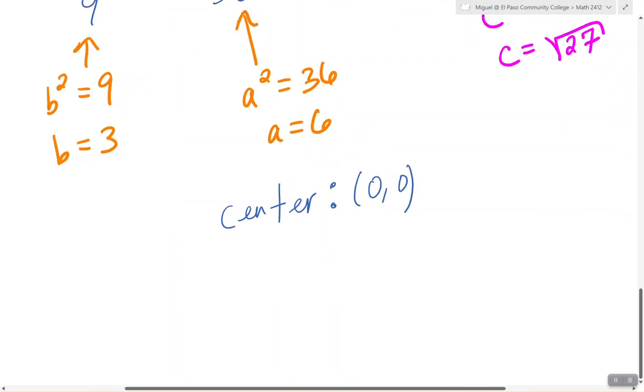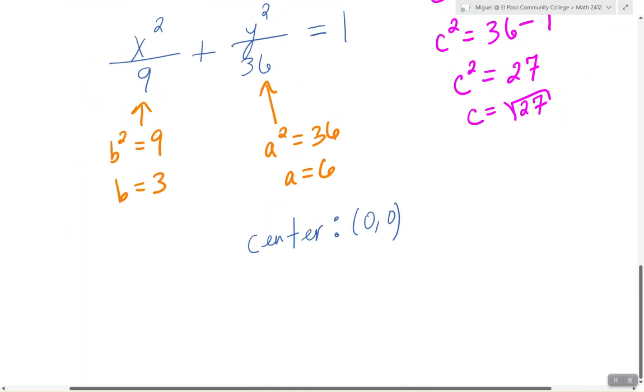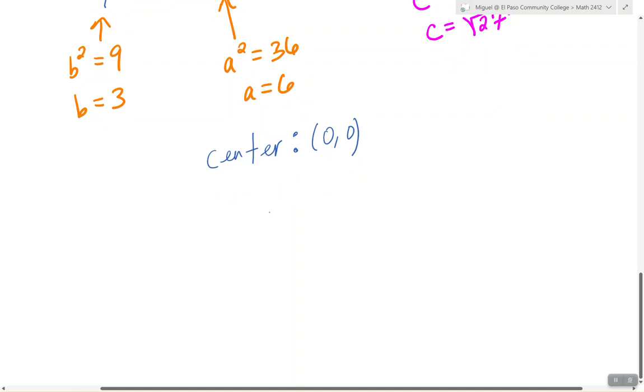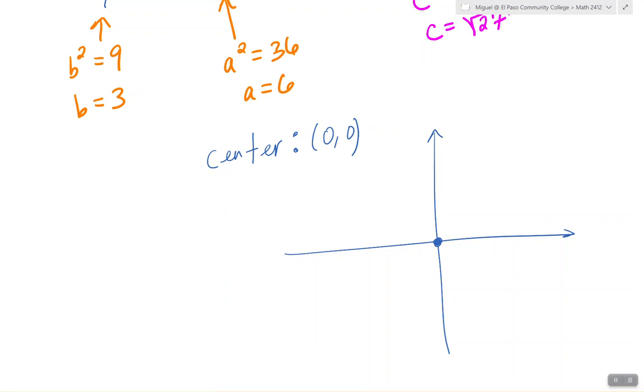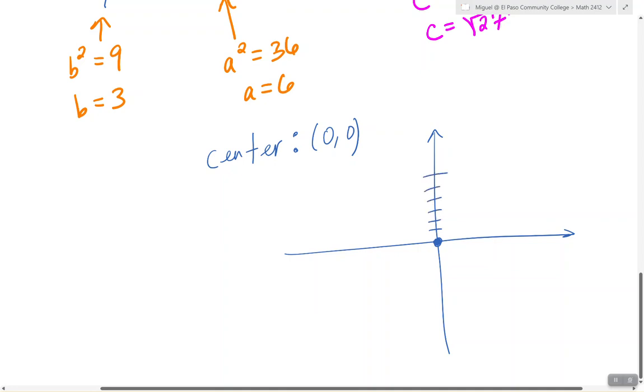Okay. And that's enough, I think, to sketch it, right? Because we have the center and we know already the major axis. So if I sketch it, which is what they asked us to do, I know the center is here. Then I know that the major axis is vertical, and I know that the distance on each side is going to be 6. So this is 6 this way and 6 this way. 1, 2, 3, 4, 5, 6. 1, 2, 3, 4, 5, 6. And to the side, it's going to be 3. B is 3.